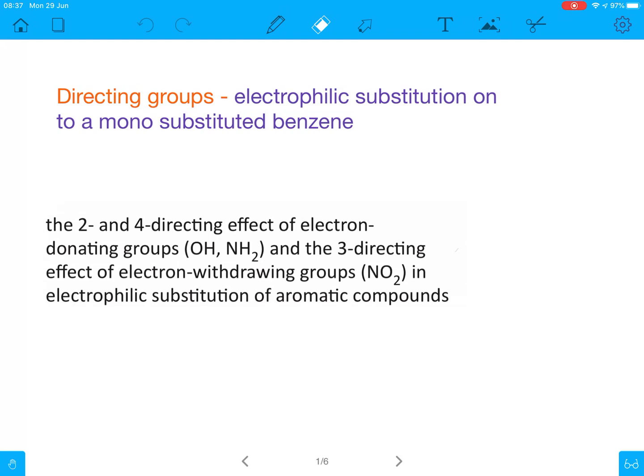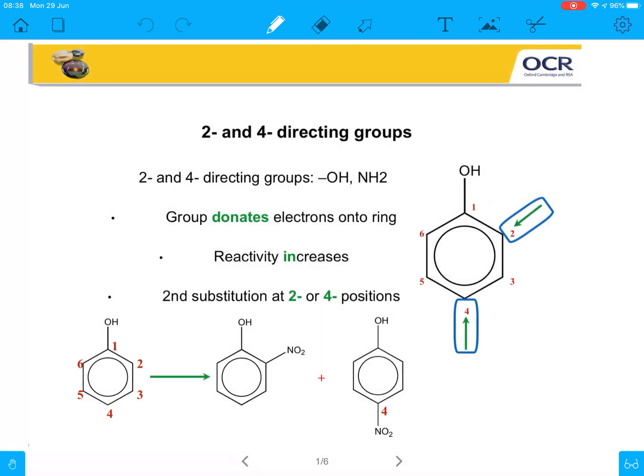It mainly involves the electrophilic substitution of benzene, and in simple terms, it's where the second group that is substituted onto the ring ends up. Now, any group on a benzene ring will have an effect here. In our course, we just need to know about three different groups: OH and NH2, that are both what we call 2,4 directing, and NO2, which is 3 directing.